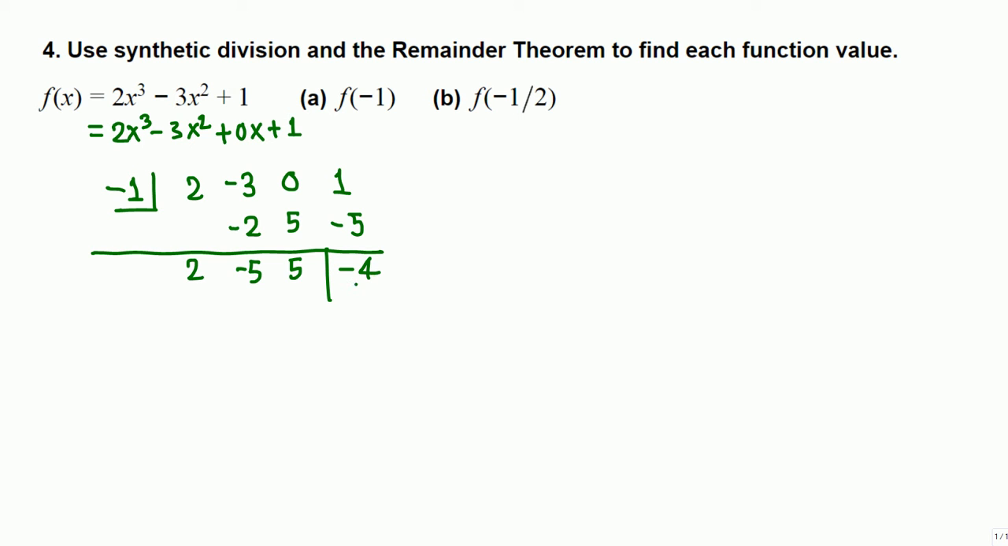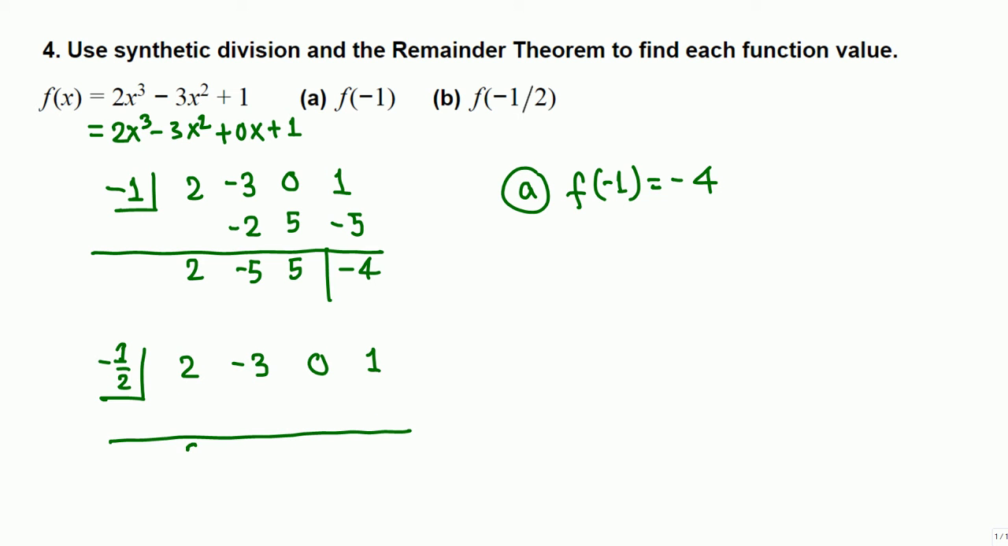So this is the remainder, and f at -1 is in fact the remainder. So f at -1 is -4. That's the remainder. Now we need to do the same thing with -1/2. It's kind of tough because we have the fraction -1/2. So 2, -3, 0, 1.